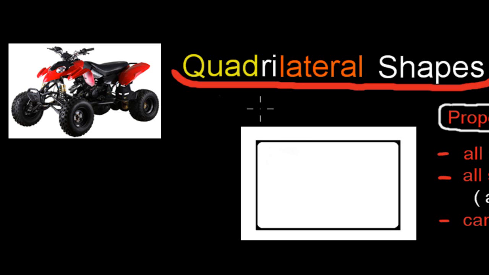In the last set of videos, we talked about triangles and triangular shapes. Remember, they were shapes that have 3 sides and 3 angles. In this video, we're going to talk about different types of shapes, and they're called quadrilateral shapes.